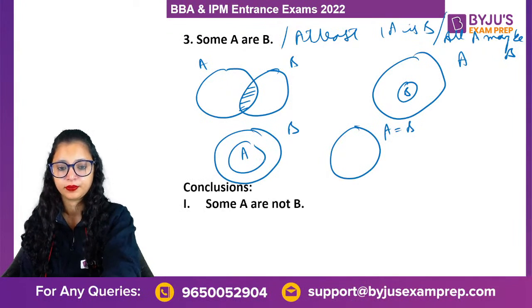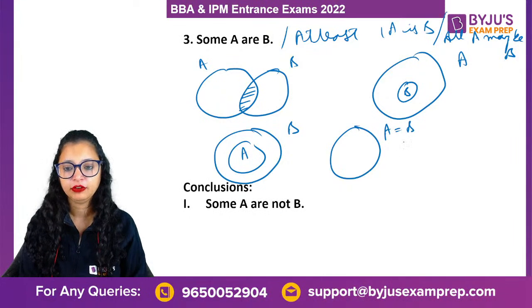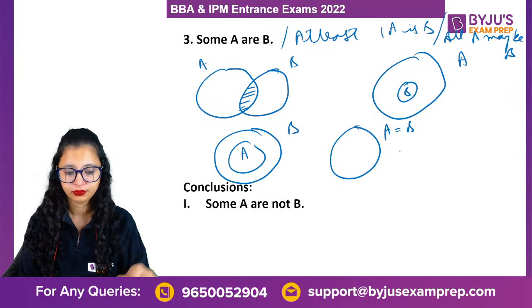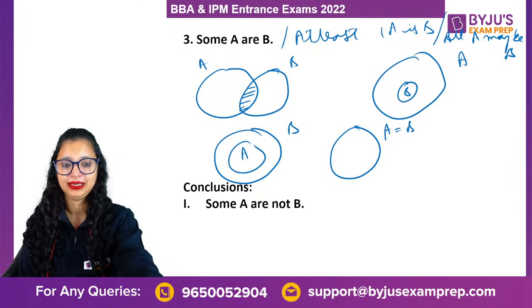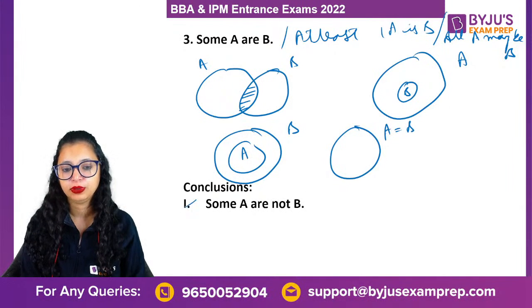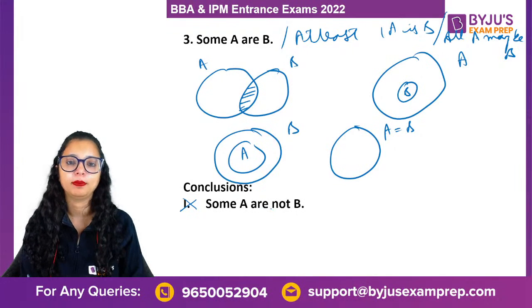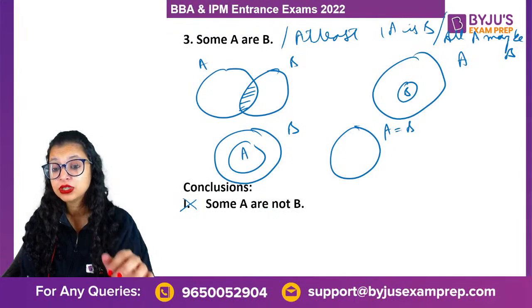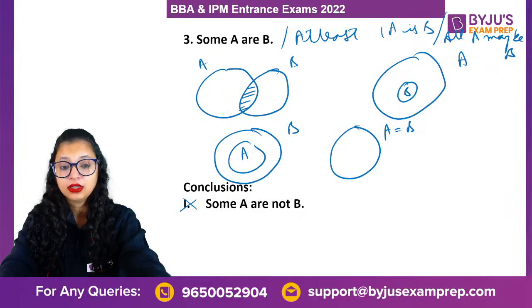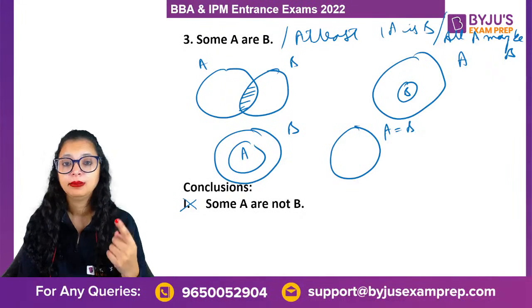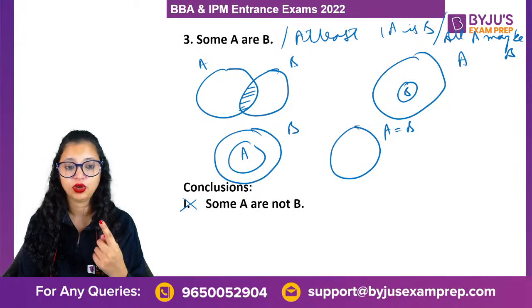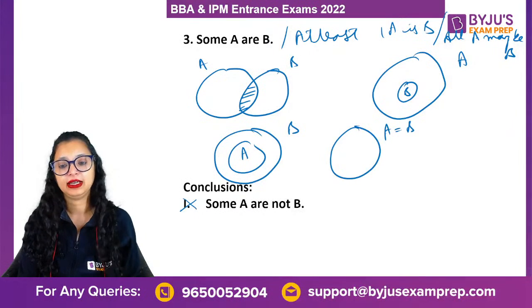First conclusion, some A are not B. In the fourth case, some A are not B is true. Is it true? That is not true. That's going to be false. Some A are B does not mean some A are not B. That might sound confusing to some people who haven't done syllogisms with me. I'll again repeat, please watch the first class on syllogisms if you haven't done that. This is the second class.